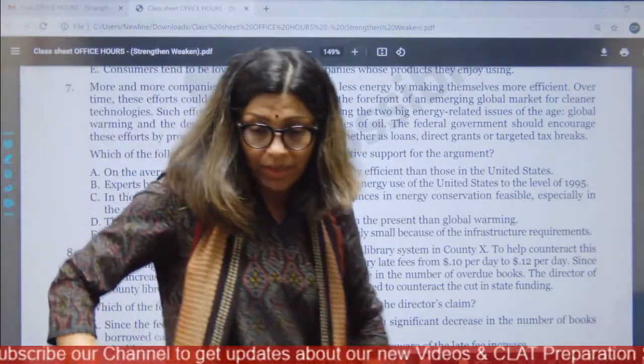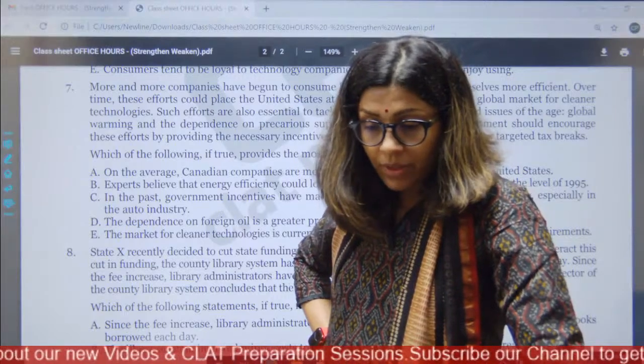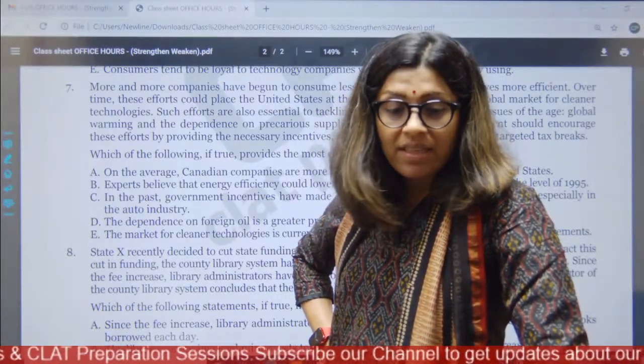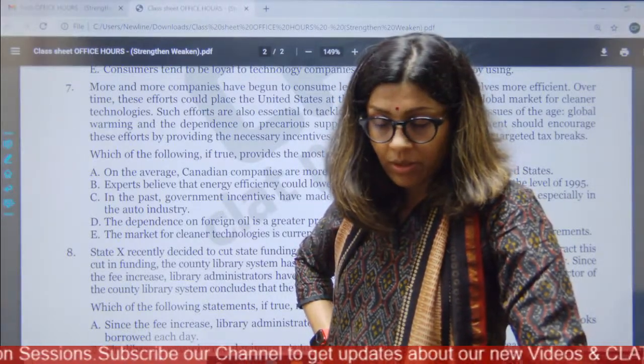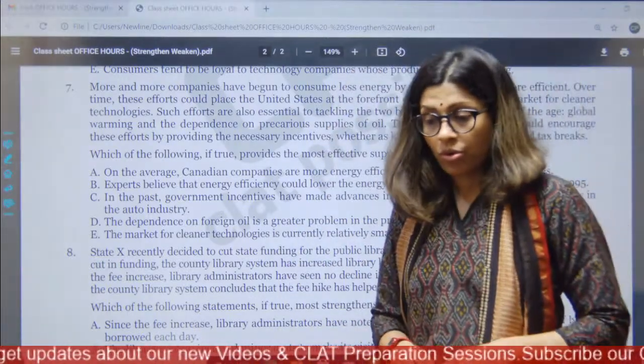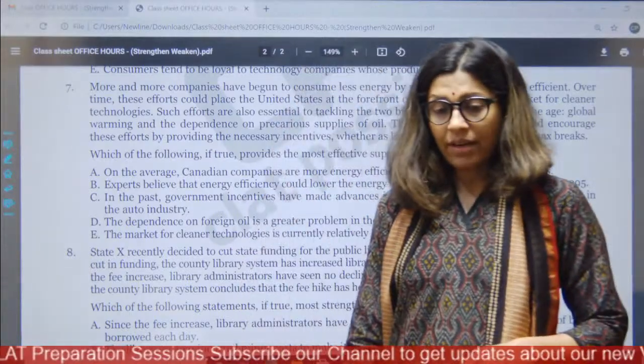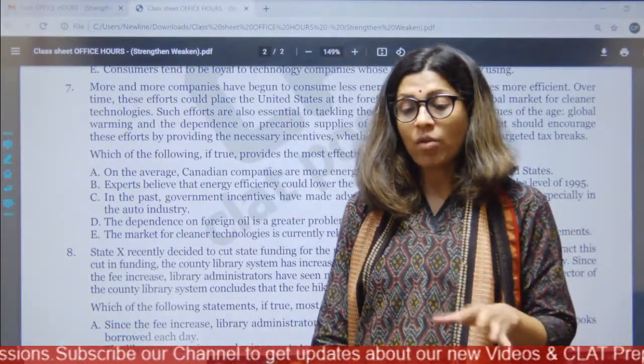So, yes, in the past it was for the auto industry, Udit, but a similar thing was there. So right now also the government can intervene, isn't it? The idea is that a similar thing was done.